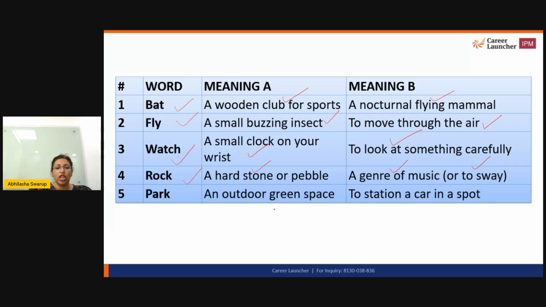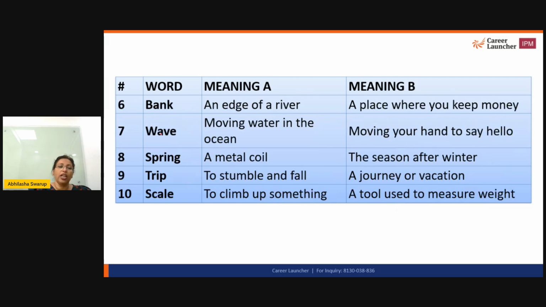Park, of course, is an outdoor green space. Also, park is to put a car in a particular place. I'm going to park my car outside. Is there a designated place to park cars? My son and I go to the park often. So that's the green space. Similarly, here are another few. Bank, it is the edge of the river and also the place where you keep your money.